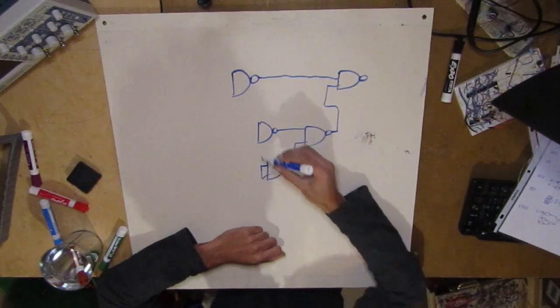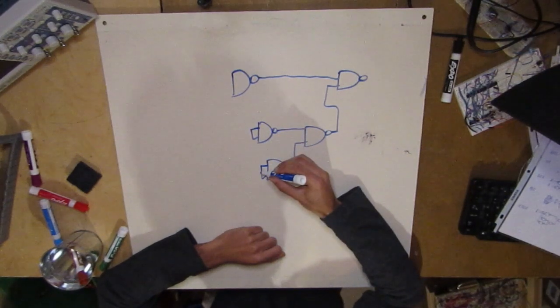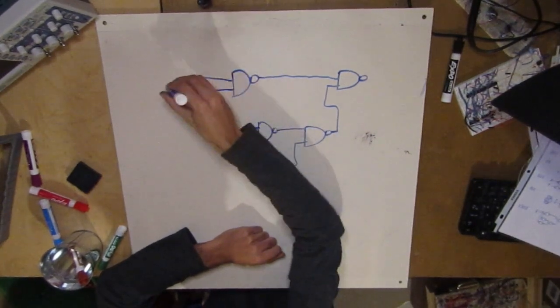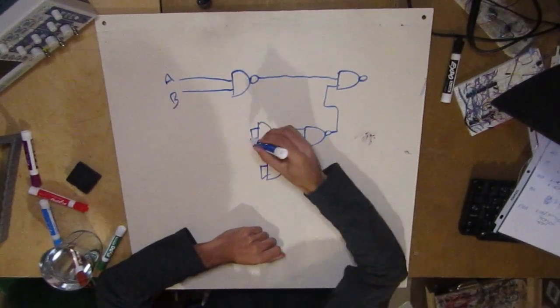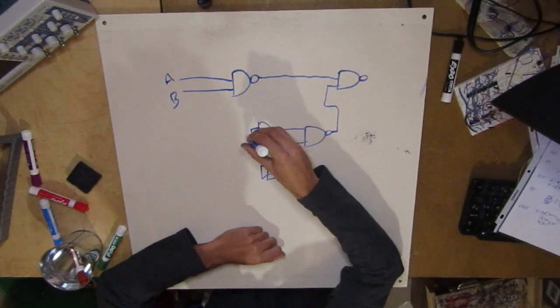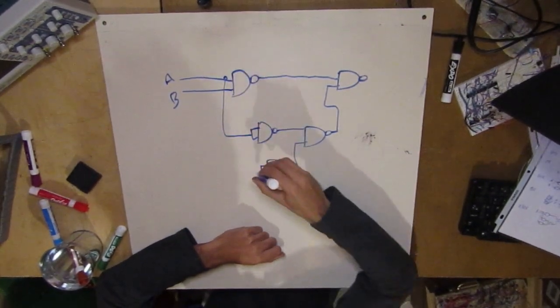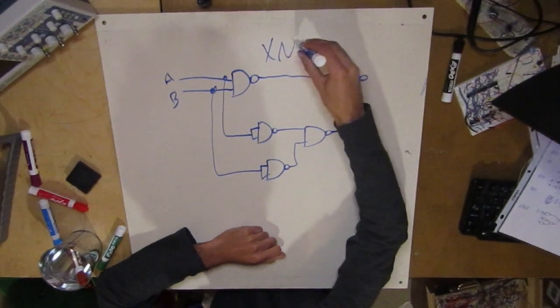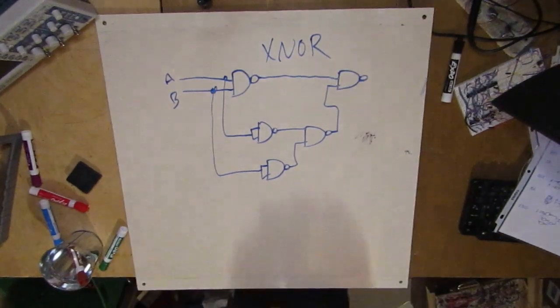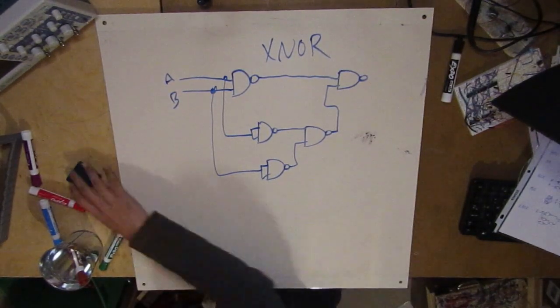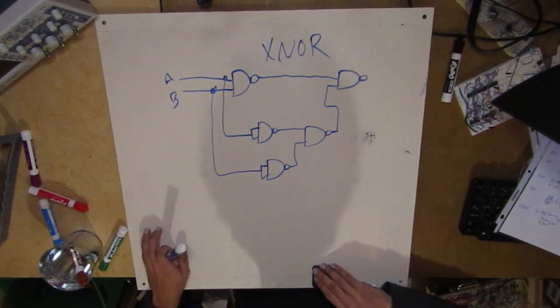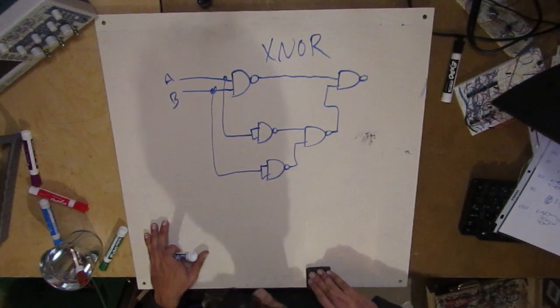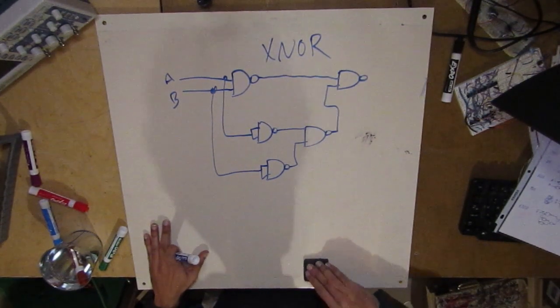So let's chain these two. Okay, we have A, we have B. Okay, this is an inverter. Okay, this is an XNOR. Okay, cool. Now, let's do the same thing, only using NOR gates now. So we're going to use a NOR gate and create all the other logic gates just using NORs.